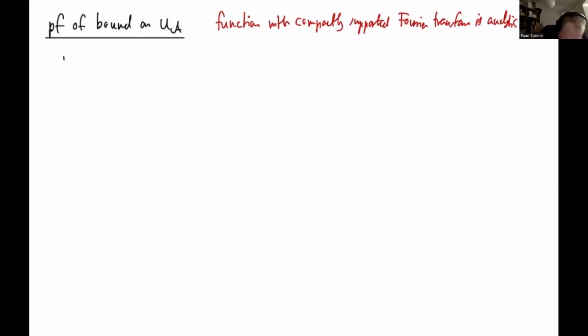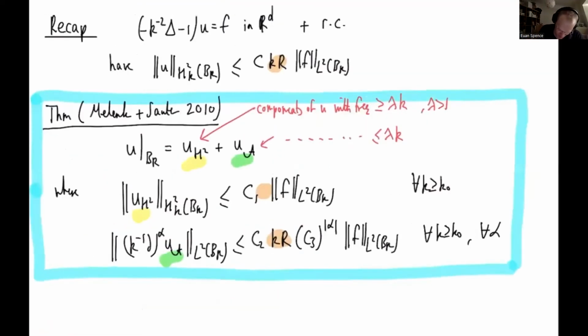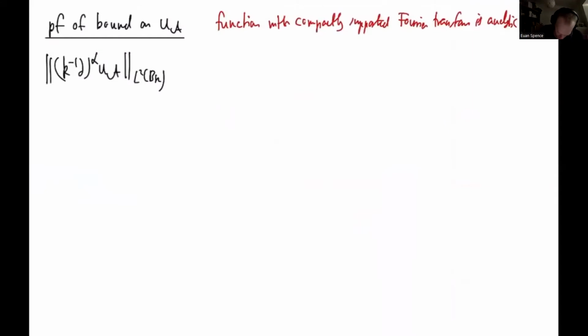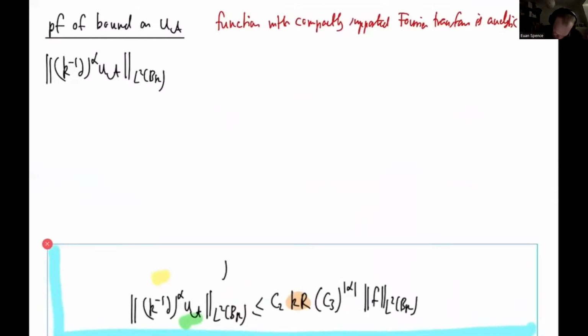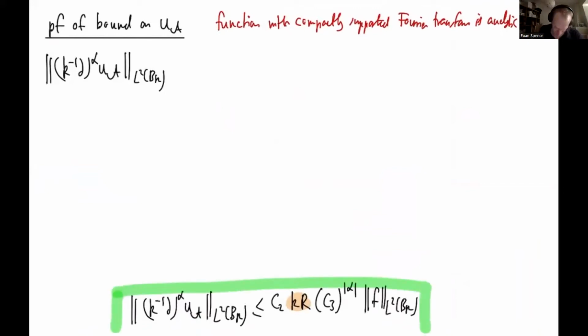Right, so this bound on UA involves these weighted derivatives: k inverse D alpha UA in L2 of the ball of radius R. Wouldn't it be good if I cut and pasted the bound we're heading towards and stuck it at the bottom of the page? Copy. Paste. Okay, so this is the bound we're heading for. This is what we want to get to.